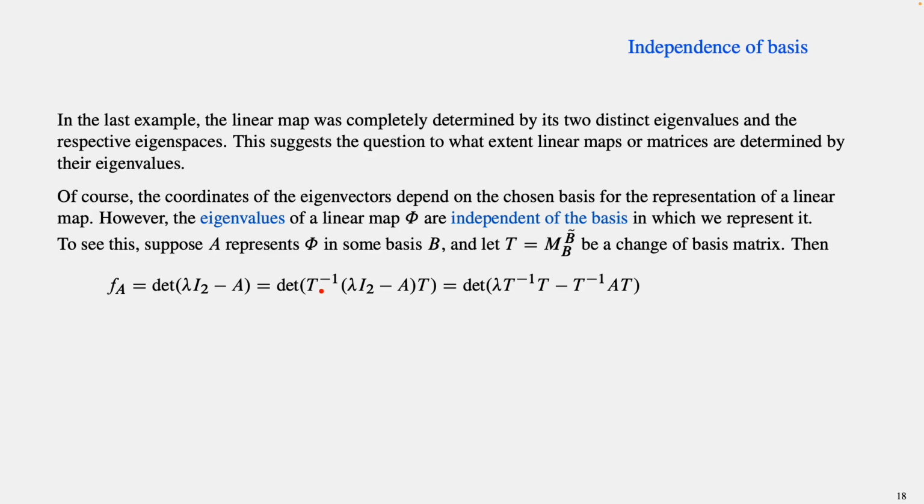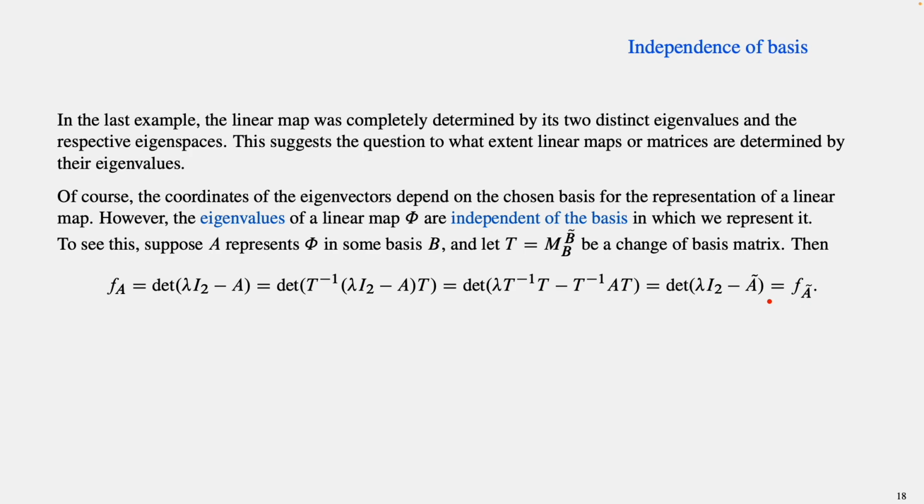Now we pull the T inverse and T into this expression here. So we get the determinant of lambda times T inverse T minus T inverse A T. These two just cancel out to give the identity. So we have the determinant of lambda times identity minus A tilde, where A tilde should simply denote the matrix representing phi in the basis B tilde, which is just obtained by conjugating A by this change of basis matrix. And then this, by definition, is simply the characteristic polynomial of A tilde.